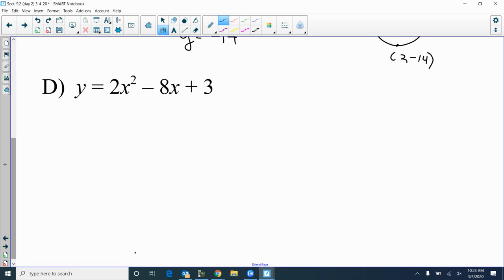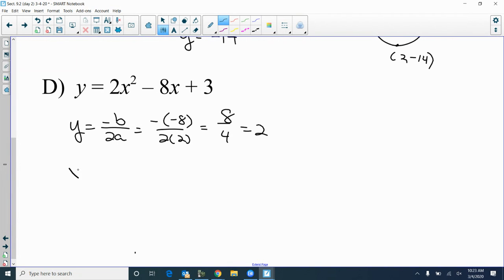John, what'd you get for x? 2. All right, I agree, because x equals negative b over 2a. B is negative 8, a is 2. Minus negative 8 is positive 8 over 4, which equals 2. I shouldn't say y equals, I should say x equals. So you get x equals 2.